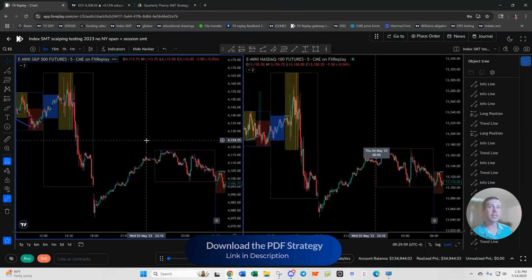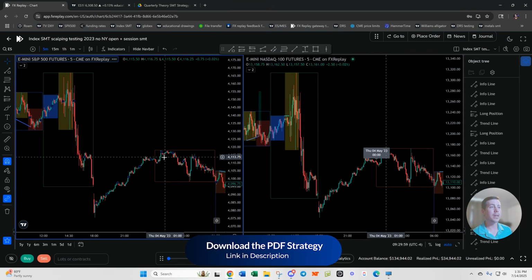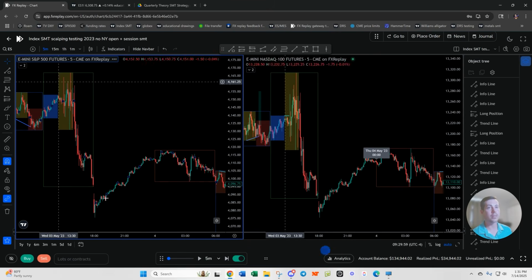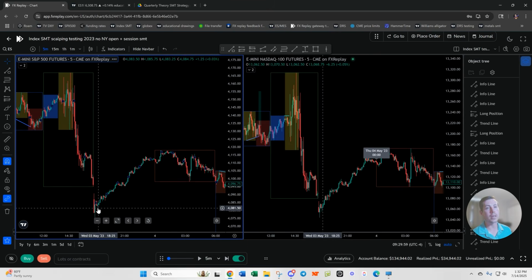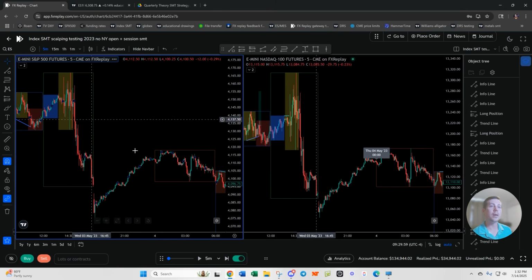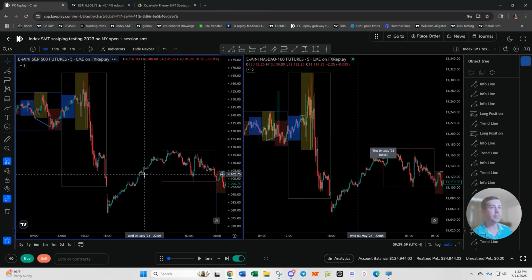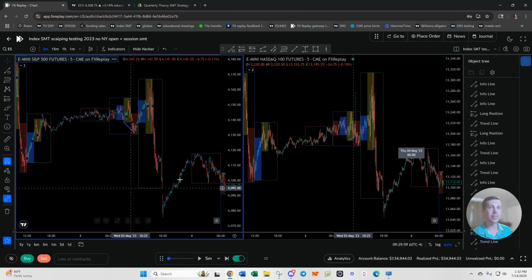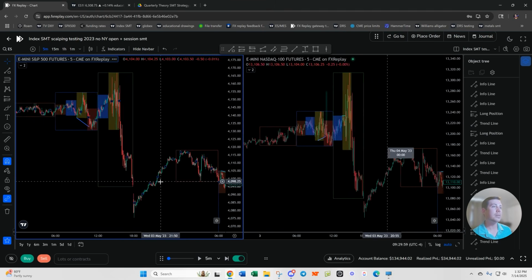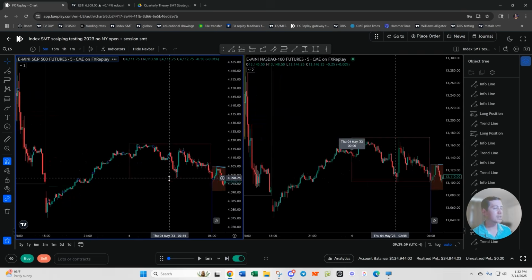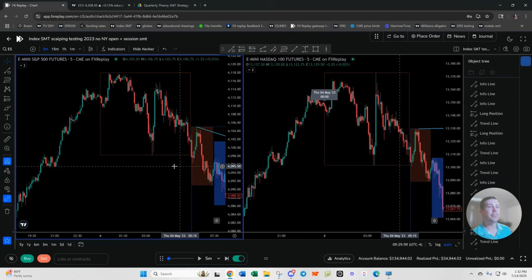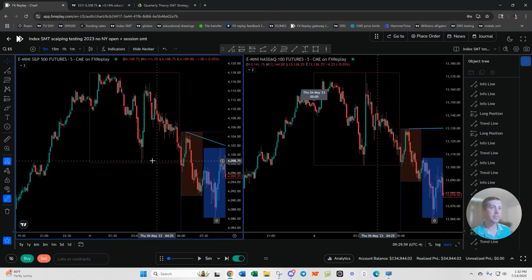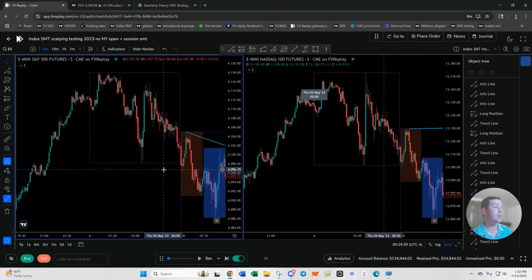Coming into this day, the biggest thing I noticed was we had some big displacement to the downside, actually overnight. So we're in a pretty clear high time frame downtrend. There isn't any super significant high time frame SMT that I'm seeing, but overall I'm just following the trend, either on a high time frame or the most recent SMT, until proven otherwise.